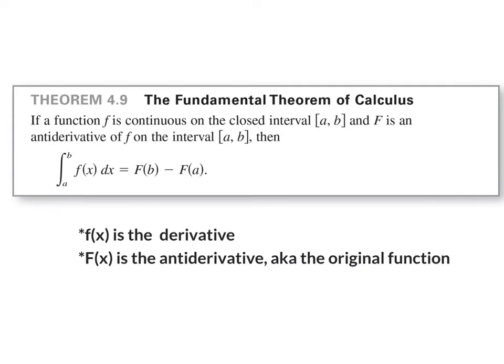So what that theorem states is that if a function f, lowercase f, is continuous on the closed interval from some a to b, and capital F is an antiderivative, then our definition of the integral from a to b of little f of x is equal to big F of b minus big F of a. So remember, the little f right here is your derivative, and the big F is the antiderivative, or the original function that produced the derivative.